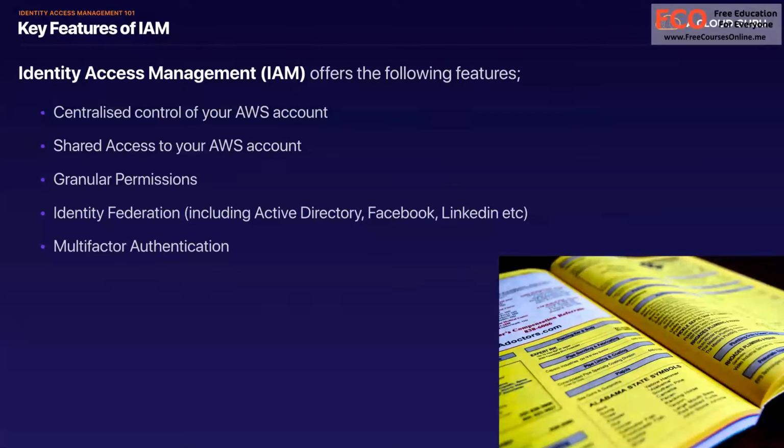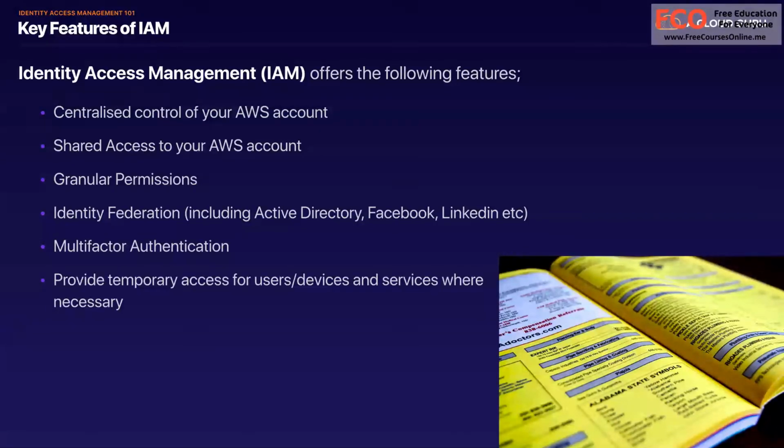IAM also gives you multi-factor authentication. This means that when you're logging in to the AWS Management Console, you need a username, a password, and then a special code in order to log in. And then it also provides temporary access for users or devices and services where necessary. And a good example of that, again, is if someone's using a mobile phone app and they're storing data in your AWS account, you only want them to be able to do that when they're using the app itself. So it's temporary access.